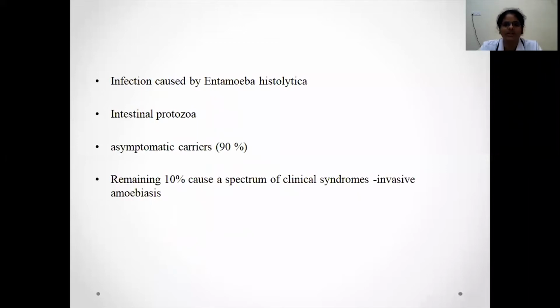Coming to the definition, it's an infection caused by Entamoeba histolytica. It is an intestinal protozoan. In this infection, 90% of the people having this infection will be asymptomatic carriers. The remaining 10% will cause invasive amoebiasis, a spectrum of clinical syndromes ranging from amoebic colitis, followed by fulminant colitis, or it can also cause amoebic liver abscess.